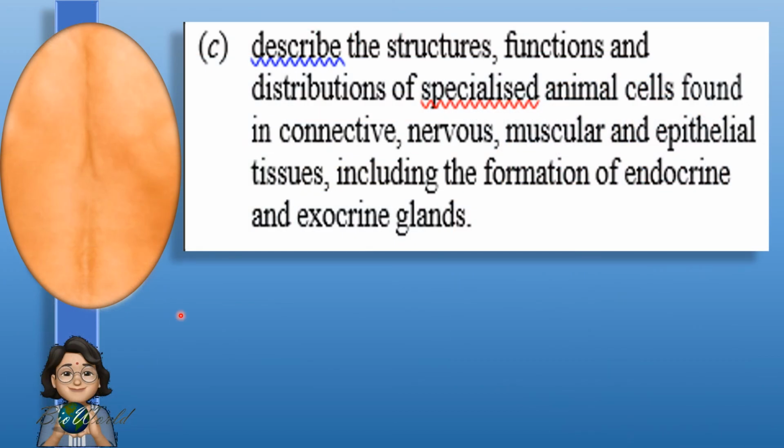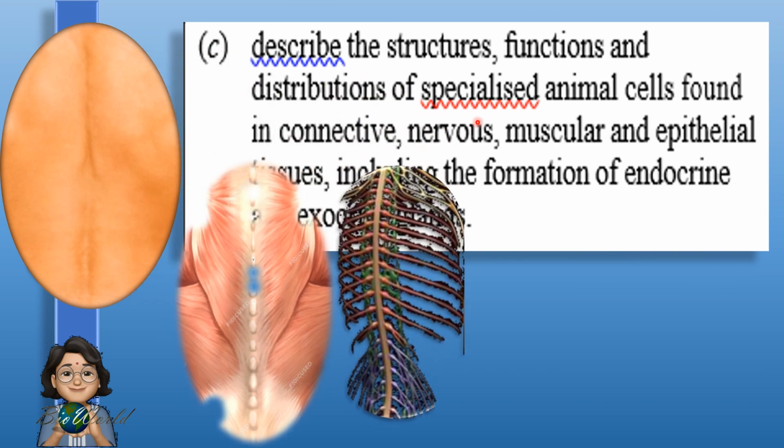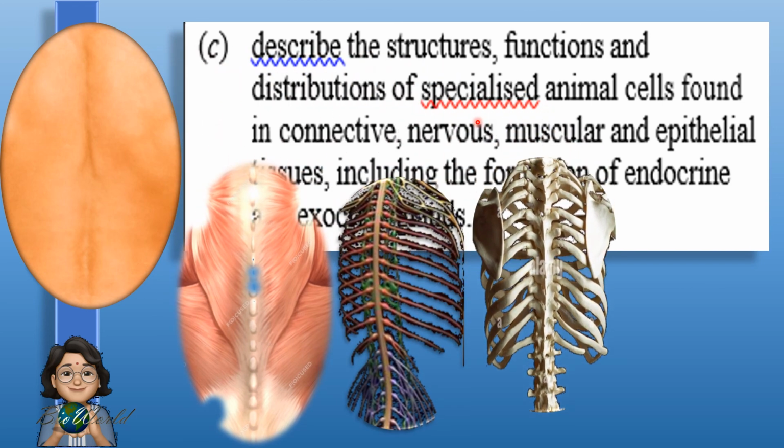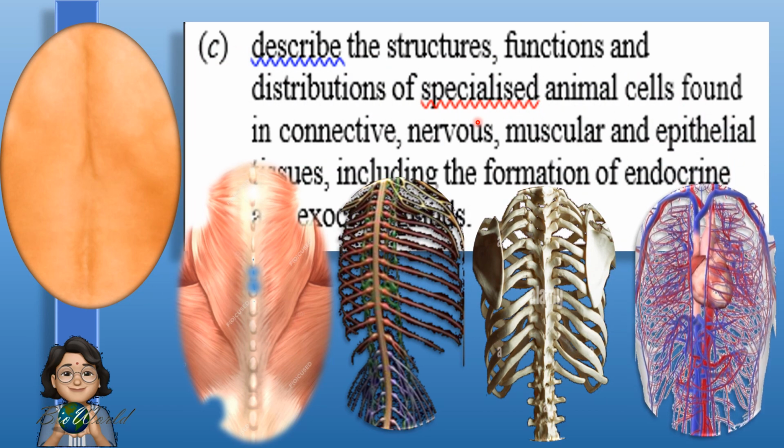With that, we have come to the end of the discussion on specialized animal cells, where we have the muscular tissue, the nervous tissues, the skeletal tissue, and circulatory system, which makes up connective tissues.